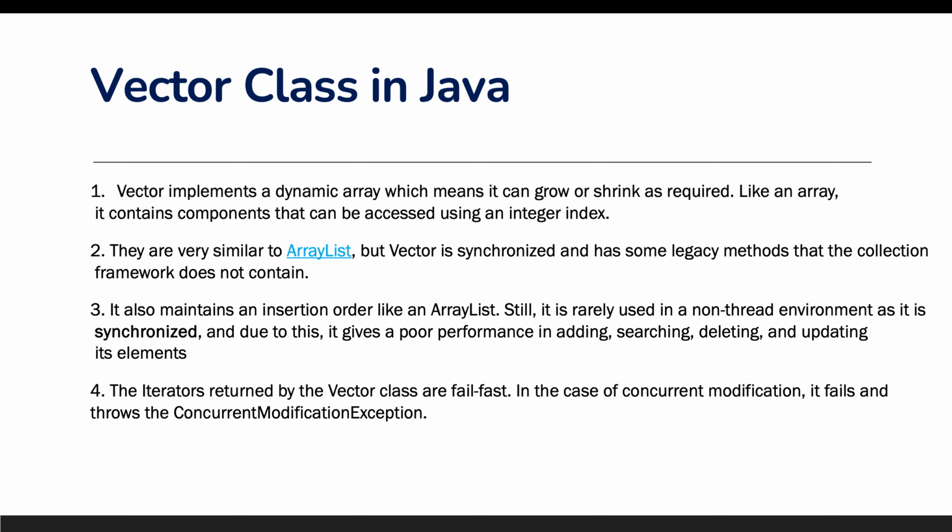The next feature of the vector class is that the iterators returned by the vector class are fail-fast. What do we mean by fail-fast? Fail-fast means only one thread can perform the operation. If another thread tries to perform the operation in parallel, it will throw an exception, which is the ConcurrentModificationException. So in the case of concurrent modification, it fails and throws the ConcurrentModificationException. This is another feature of the vector class.